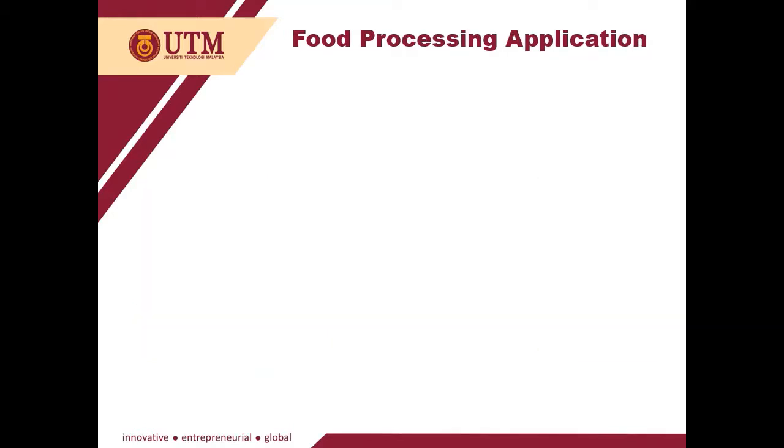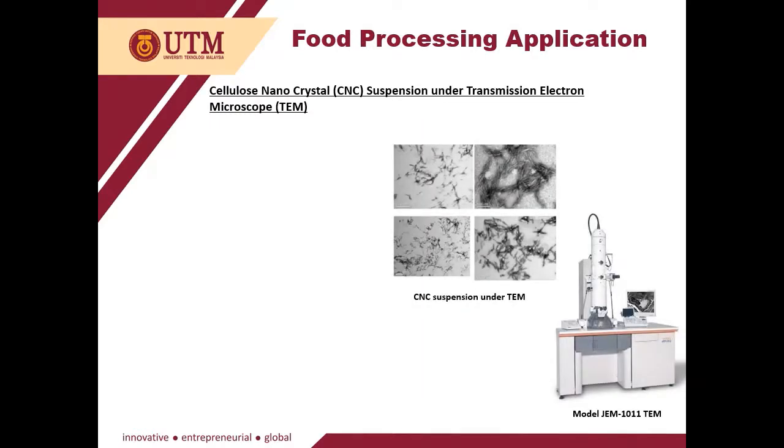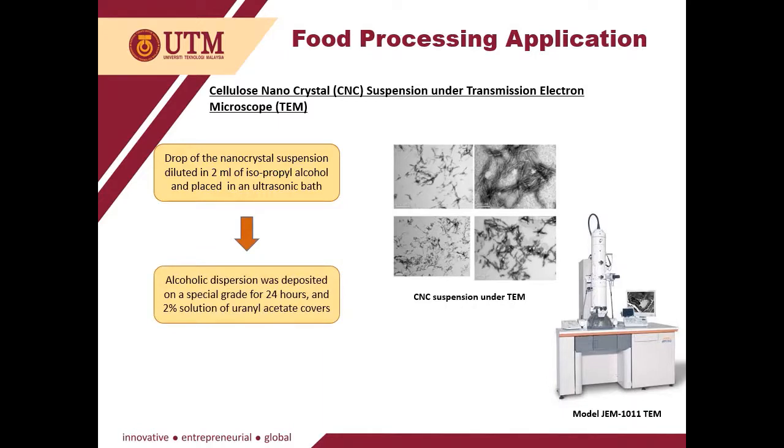Using transmission electron microscopy, the shape and the dimension of the cellulose nanocrystal were assessed. This procedure starts with a drop of nanocrystal suspension diluted in 2 ml of isopropyl alcohol and placed in an ultrasonic bath for 10 minutes. The alcoholic dispersion was deposited on the special grid for 24 hours and a 2% solution of uranyl acetate covers each film. Then the material was dried at room temperature before being assessed.